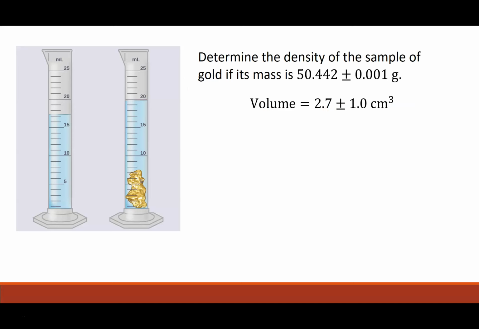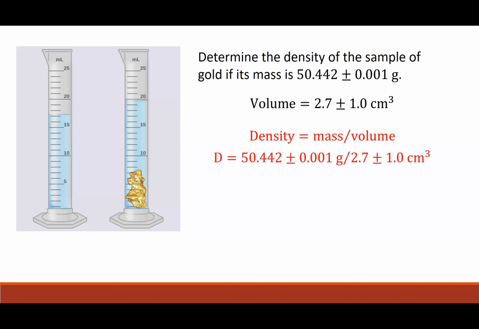Determine the density of the sample of gold if its mass is 50.442 plus or minus 0.001 grams. We know from our earlier calculation that the volume is 2.7 plus or minus 1.0 cubic centimeters. Density is calculated by dividing mass by volume. So the density of the sample of gold is 50.442 plus or minus 0.001 grams divided by 2.7 plus or minus 1.0 cubic centimeters.